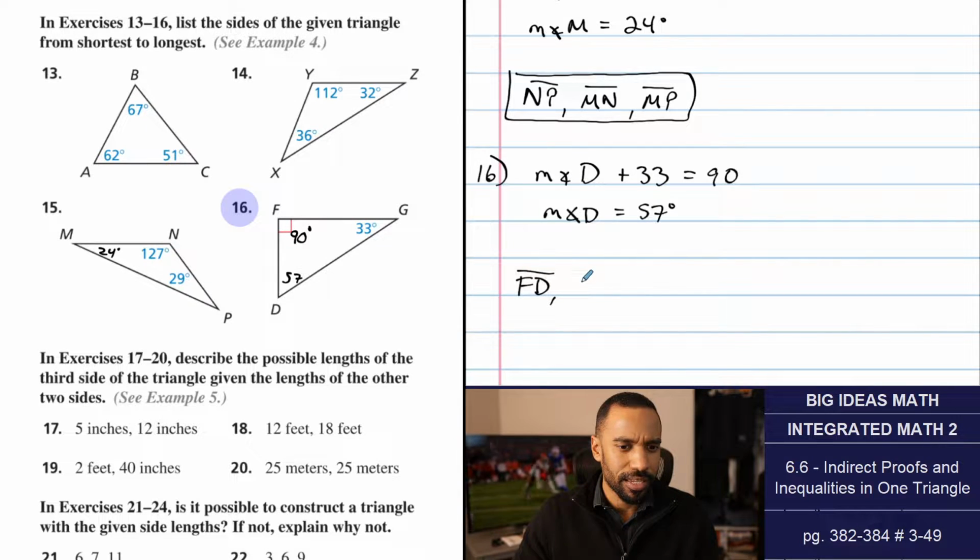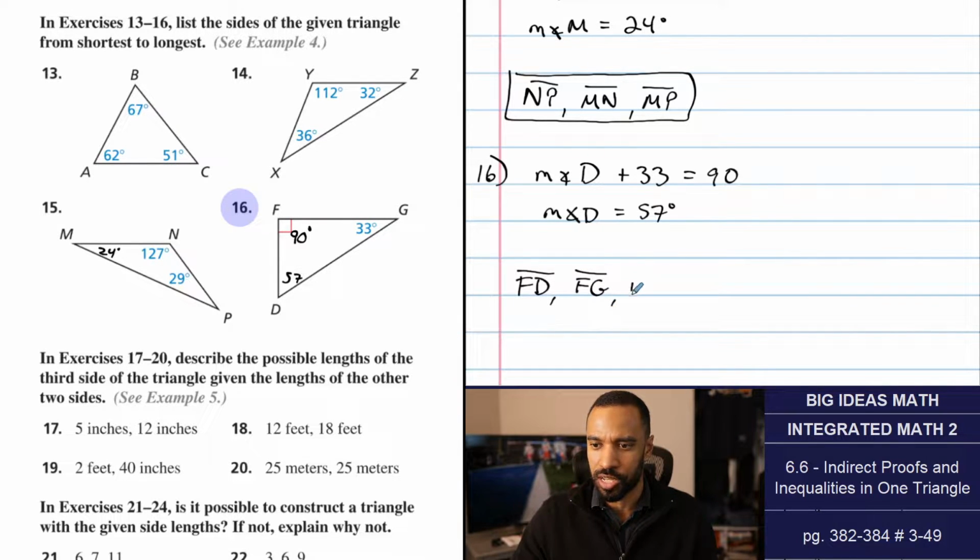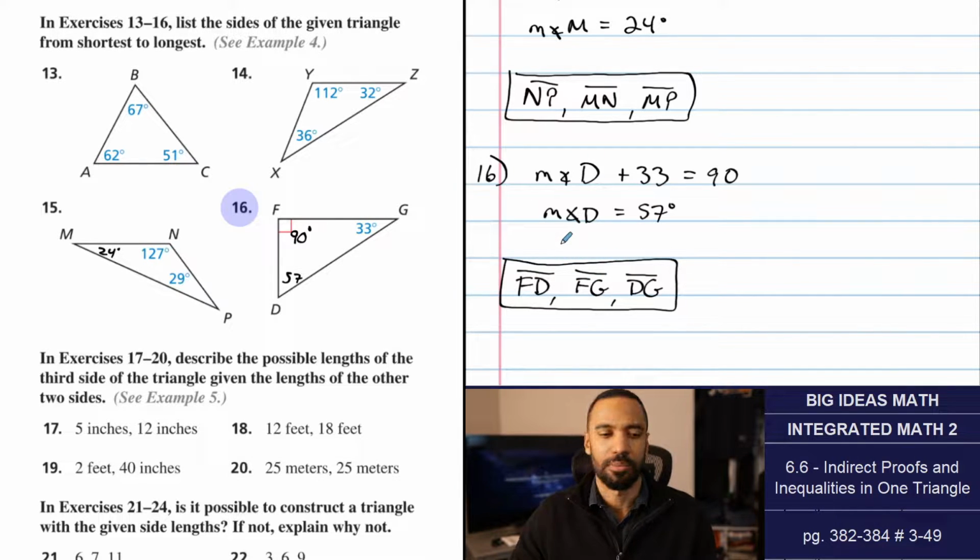So FD and then FG. FG is opposite the 57, and opposite the 90 is DG, the hypotenuse. That's number 16. All right, 17 to 20.